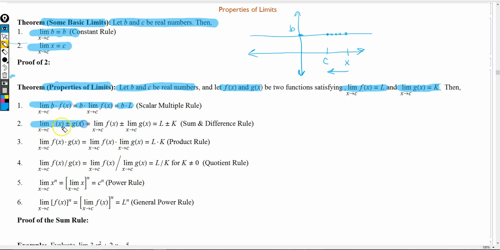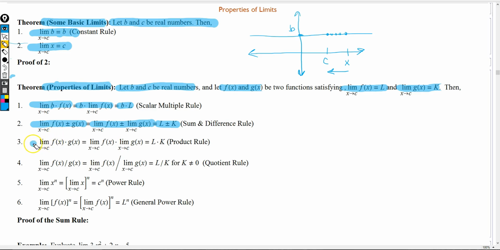Alright, next result. Limit as x approaches c of f plus or minus g. We can distribute the word lim to both f and g here. So you see we can write it as the limit of f plus or minus limit of g, and that's going to be L plus or minus k. That also makes sense. As x is getting closer to c, f is approaching L, g is approaching k, so f plus g is approaching L plus k, or minus. Alright. The important thing to note here is how you can move the lim with both f and g. Distribute it with both the f and g.